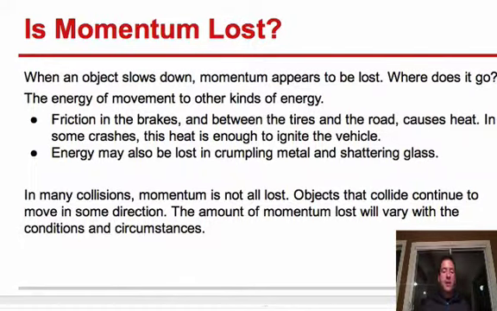So basically, in many collisions, momentum is not all lost. Objects that collide continue to move in some direction. So if two vehicles collide, boom, they might bounce off one another and change direction. So we don't lose it all on the initial crash. We actually lose some afterwards, and they'll move in a different direction. The amount of momentum lost will vary, though. It depends on the conditions, right? If there's summer conditions versus winter conditions, and the roads are icy, you might slide a little bit farther because there's less friction between the tires and the surface, or whatever the circumstances might be, okay?